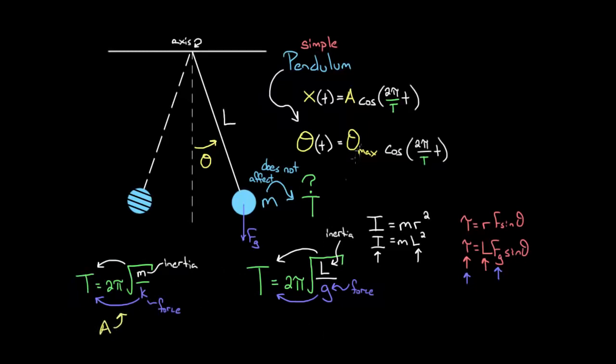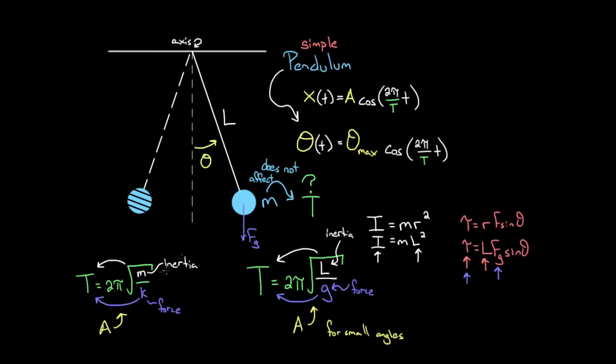and the amplitude, this theta maximum, will not affect the period of a pendulum either, as long as your amplitudes are small. So we've got to assume we're in this small amplitude region where this mass on a string is acting like a simple harmonic oscillator. And if that's true, for small angles, the amplitude does not affect the period of a pendulum, just like amplitude doesn't affect the period of a mass on a spring.